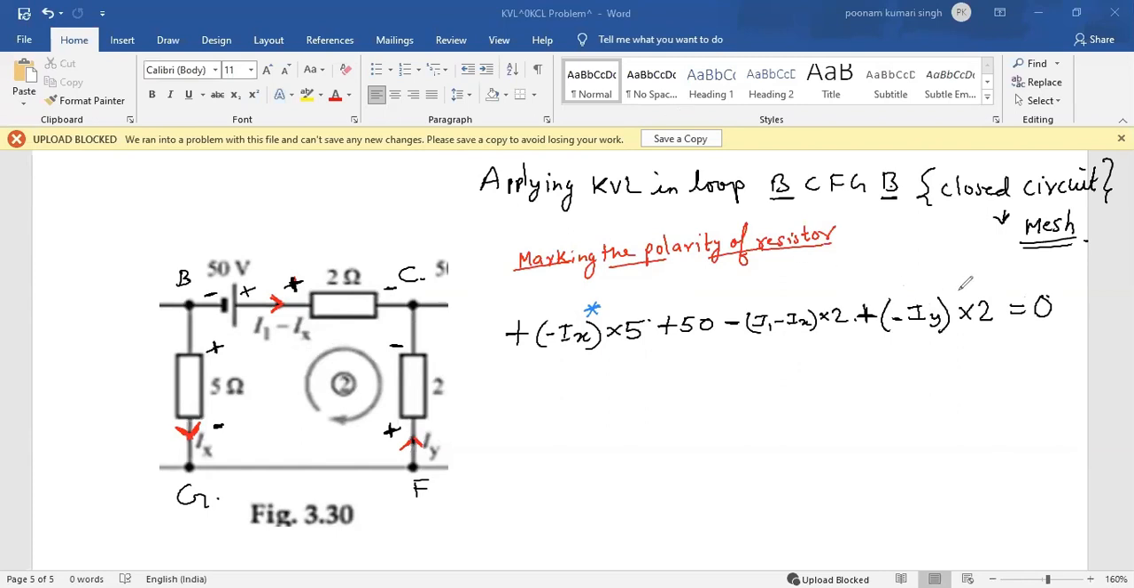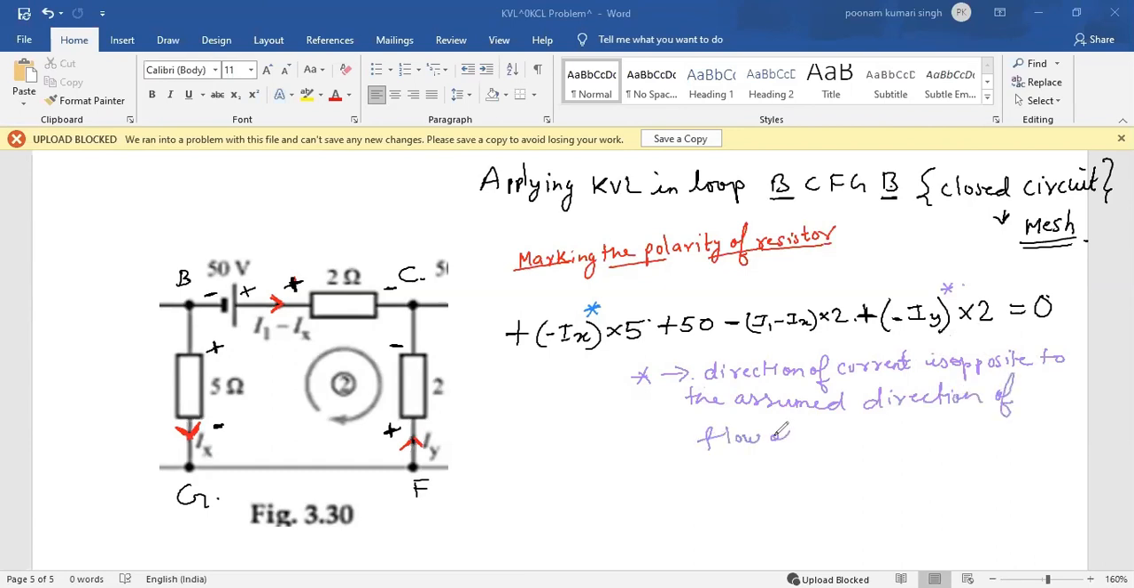Again, we'll mark this, where this star indicates the direction of current is opposite to the assumed direction of flow of current.